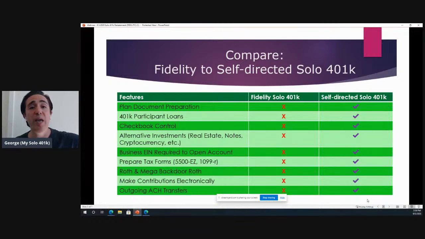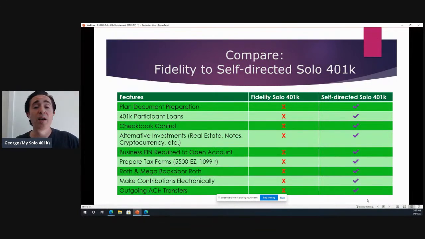Next item, Roth and Mega Backdoor Roth. So with Fidelity's plan, you cannot make Roth contributions. You can't make Mega Backdoor Roth contributions. That's the strategy where you're taking advantage of the higher contribution limits that apply to voluntary after-tax contributions, where you could be contributing as much as, for example, $57,000 or even $63,500 as a Roth contribution ultimately in your account per year in 2020. $63,500 if you're 50 or older.